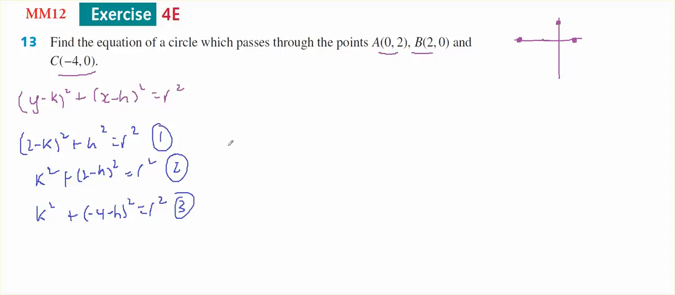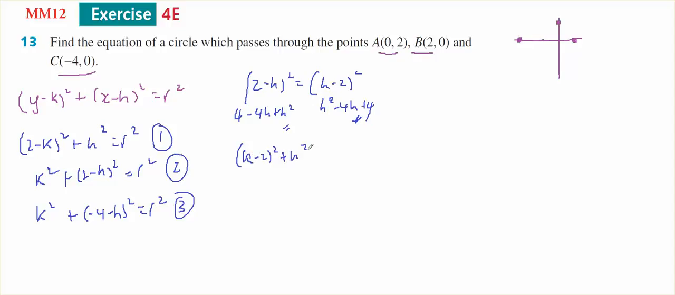That's equation number 3. Now, what I know about (2 - h)² is identically the same as (h - 2)². This becomes 4 - 4h + h², and this is h² - 4h + 4. So they're both identically the same. So I could rewrite these as (k - 2)² + h² = r², k² + (h - 2)² = r², and k² + (h + 4)² = r².